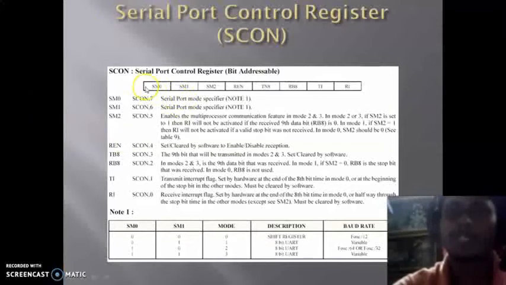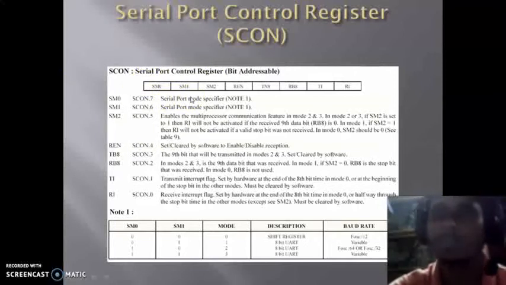First are SM0 and SM1. These 2 bits specify the modes of the serial port, that is, the serial communication modes. If it is 00, then that will be mode 0; if it is 01, then mode 1; if it is 10, then mode 2; and if it is 11, then mode 3. So we have 4 modes, and that selection can be done by using SM0 and SM1.